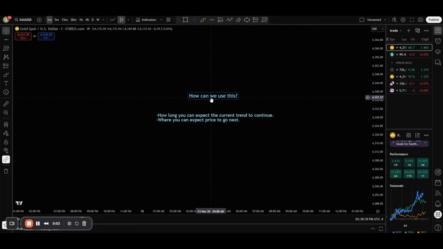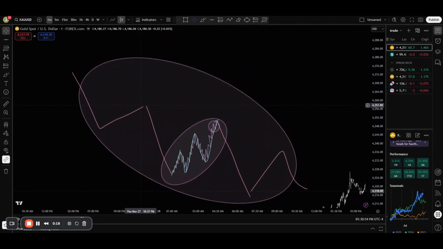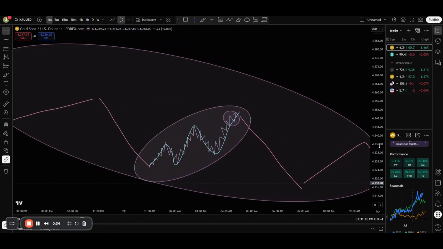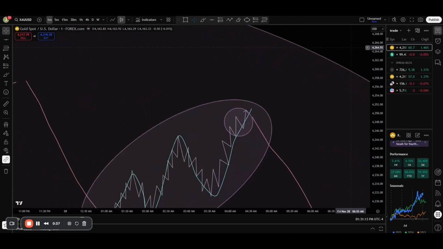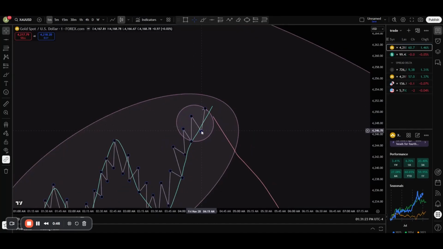Now, how can we use this knowledge? Well, it basically tells us how long you can expect the current trend to continue and where you can expect price to go next. So if we look at this right here, let's say that this overall external trend that I have circled is the high time frame. Let's say the green trend is the middle time frame, and let's say this lighter purple trend is the low time frame.